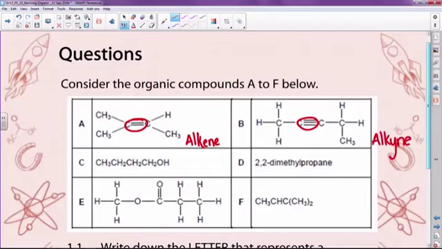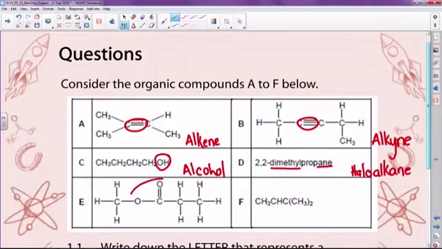C has an OH at the end. That makes this an alcohol. This is 2,2-dimethylpropane. That makes it a haloalkane. Apparently, I've lost the ability to speak today. Let's not tell anyone. Then we look here and we go, oh wait, this has got the special one with the carbon in the middle. That makes this an ester.